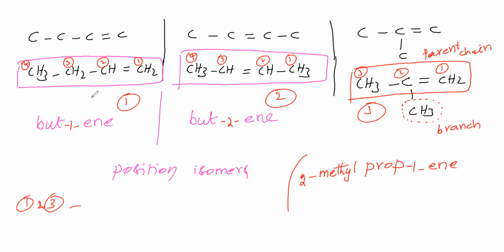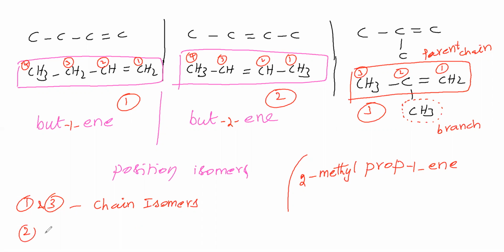In number 1, the parent chain contains 4 carbons. In number 3, the parent chain contains 3 carbons. Therefore, the parent chain contains a different number of carbons in 1 and 3. Therefore, the parent chain length is different. Therefore, 1 and 3 are called chain isomers, we can say.